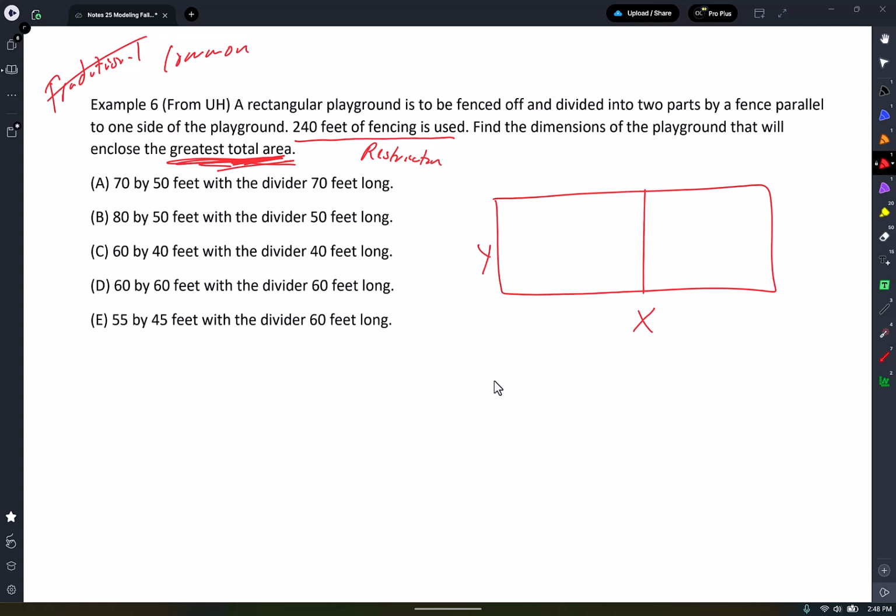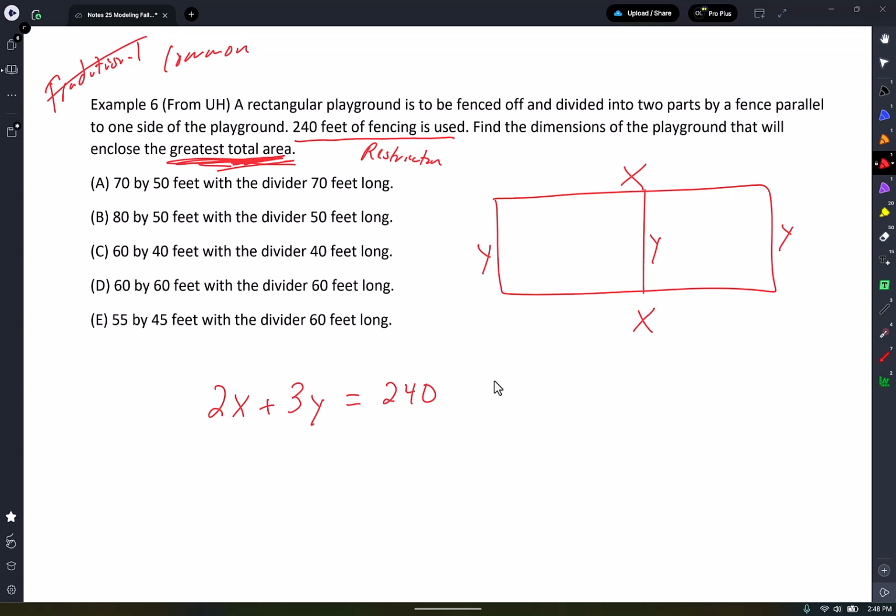And then, so look how much fencing I have. So that's X, this is Y, this is Y. The vertical displacement is Y. So I know that 2X plus, how many Y's do you have? 3 Y's better equal how much? 240. We're going to use less than or equal to really, but I just put equal to.